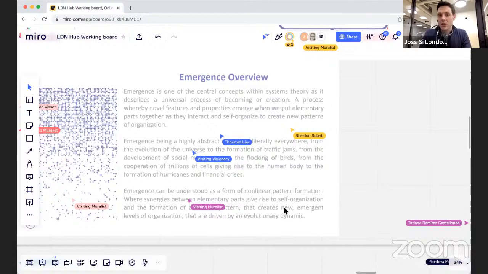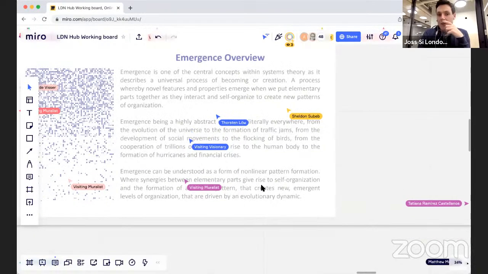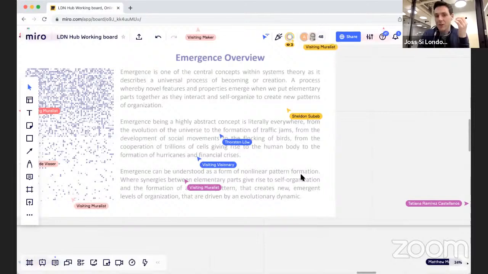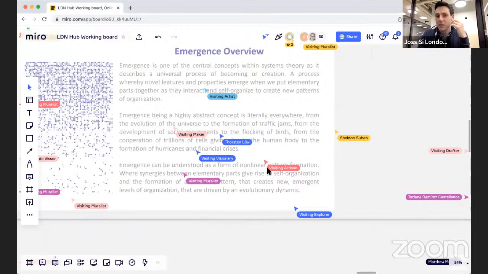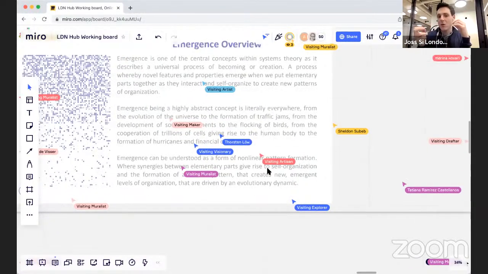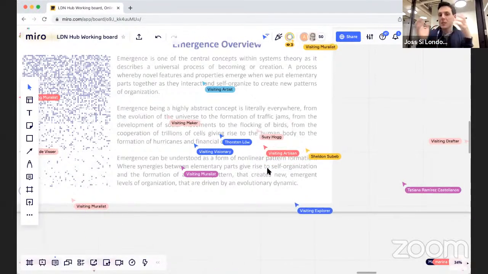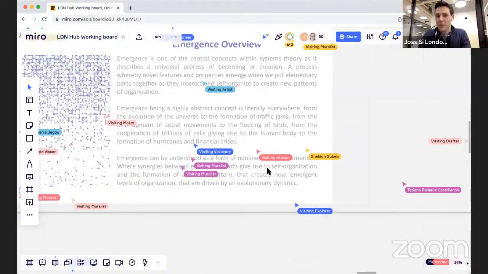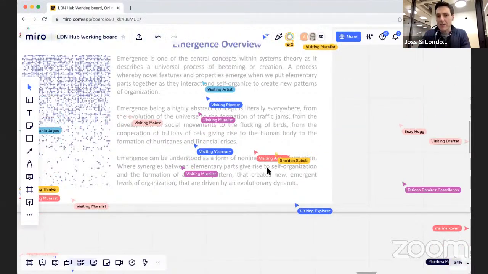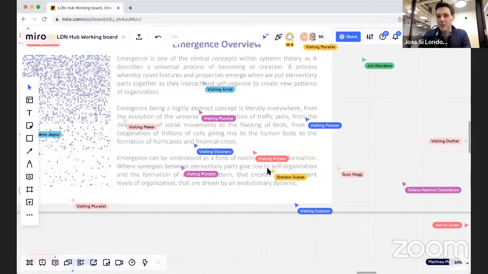Emergence, being a highly abstract concept, is literally everywhere. From the evolution of the universe to the formation of traffic jams, from the development of social movements to the flocking of birds, from the cooperation of trillions of cells within the human body to the formation of hurricanes and financial markets. These are all about how when individual parts come together and interact in synergistic ways, they form something greater than the sum of their parts: new patterns, new overall levels of organization. Emergence is a form of pattern formation that arises out of self-organization.